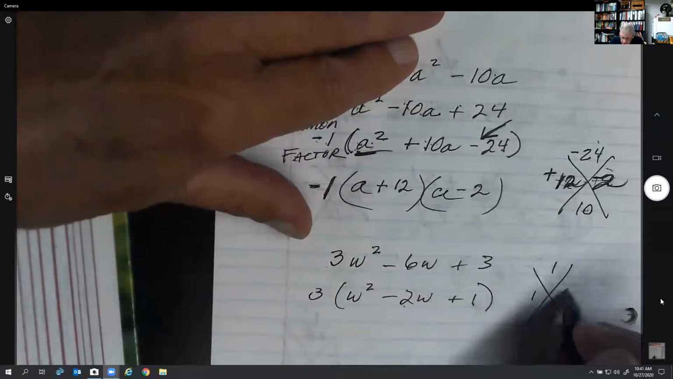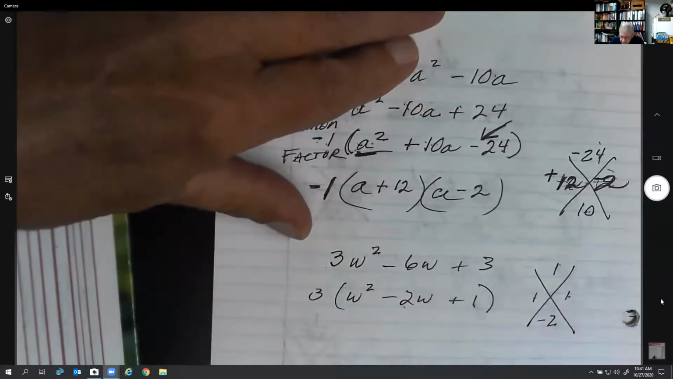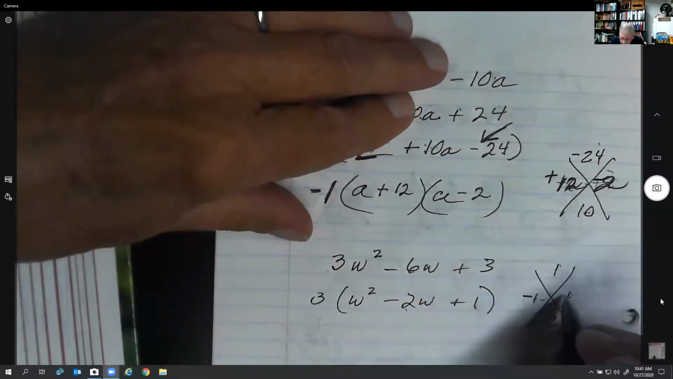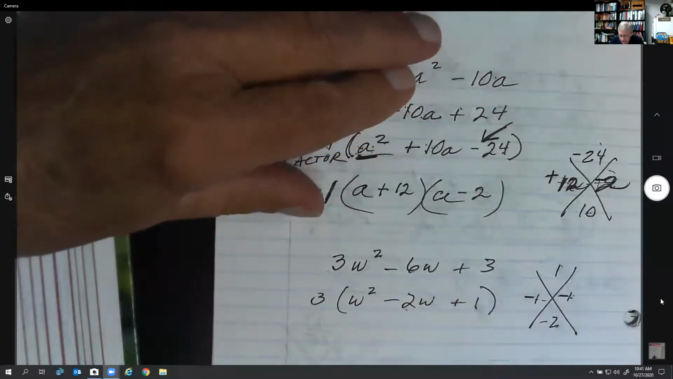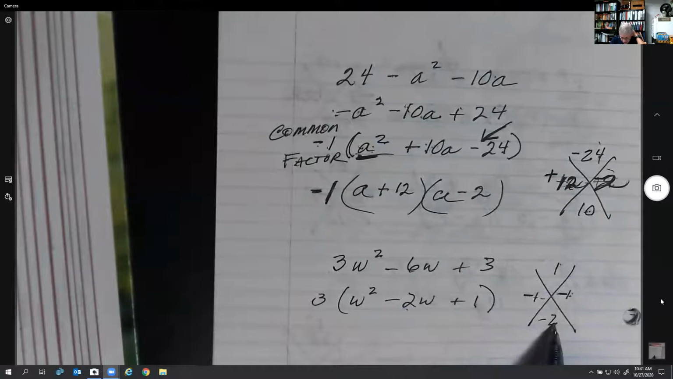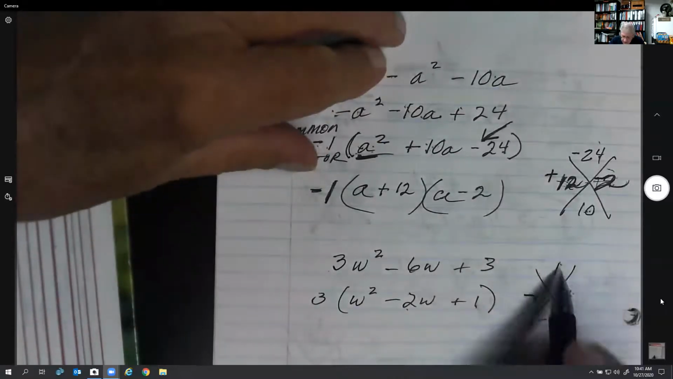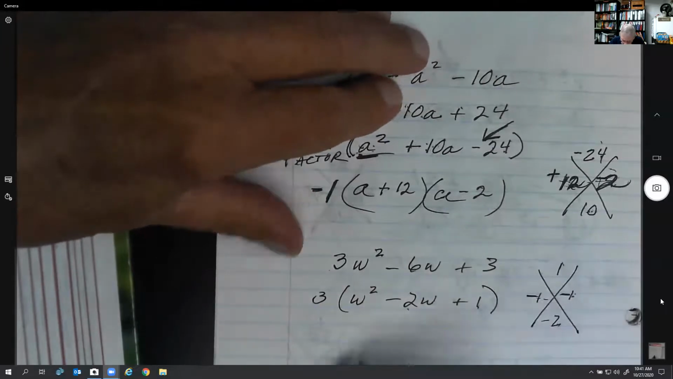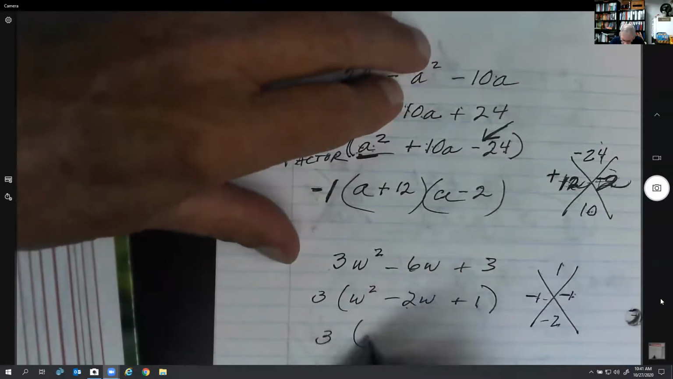So 1 times 1 is 1. 1 plus 1 is 2, but I need a negative 2. So this would have to be a negative 1 and a negative 1. A negative 1 and a negative 1 will give me a negative 2, and they will multiply to give me a positive 1. So that's why this kind of helps, to line out your work.